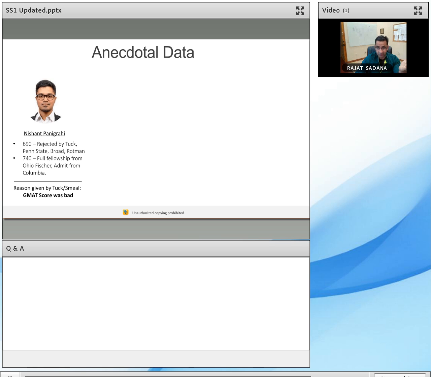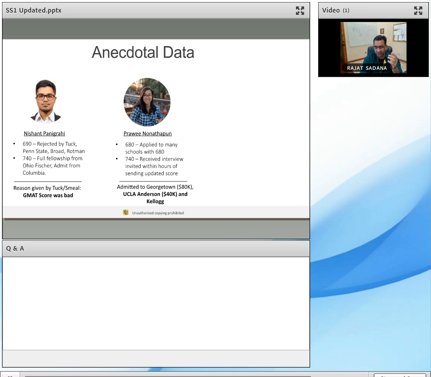As an example, one of our students, his name is Nishant, had a score of 690. He was rejected by Tuck, Penn State, Broad, and Rotman. When you look at these colleges, Penn State and Broad are not as selective as Tuck and Rotman, but he was still rejected with that score of 690. He improved his score to 740. He got a full fellowship from Ohio Fisher and an admit from Columbia. And when he applied to Tuck and was rejected, the reason given to him was that, hey, we like your profile, it's great, but your GMAT score is not up to standards.